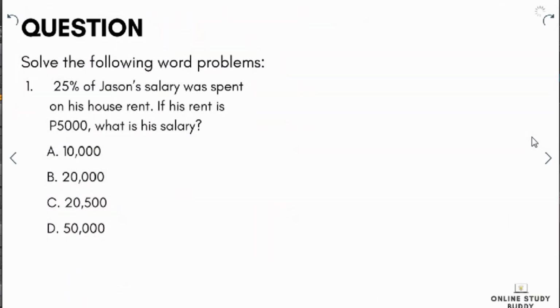So, ngayon naman, let's try word problems. So, our first word problem is 25% of Jason's salary was spent on his house rent. If his rent is 5,000 pesos, what is his salary? So, yung 25%, yun daw yung ginastos ni Jason sa house rent. Yung 25%, yun yung ating rate. And then yung rent niya is 5,000 pesos. Ang hinahanap natin is yung salary ni Jason.